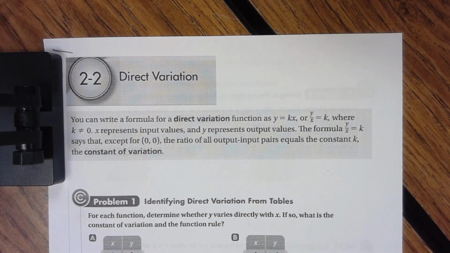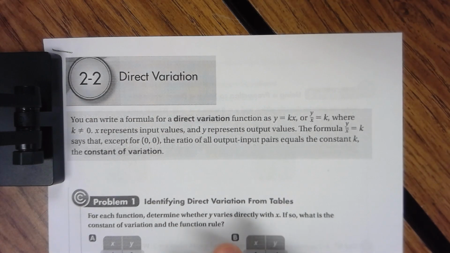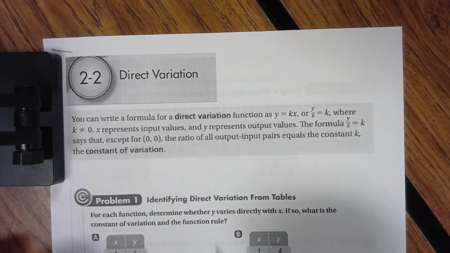So the first thing, basically direct variation, what it is implying is that as one variable gets larger, so does another. And the converse of that, as one variable gets smaller, so does another. So let's just real quickly come up with that definition.